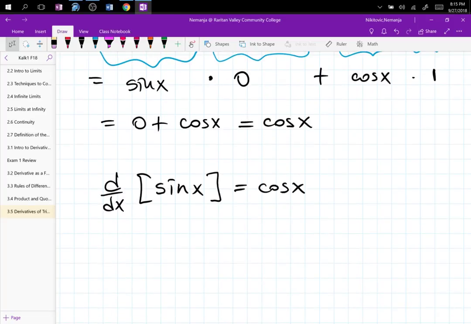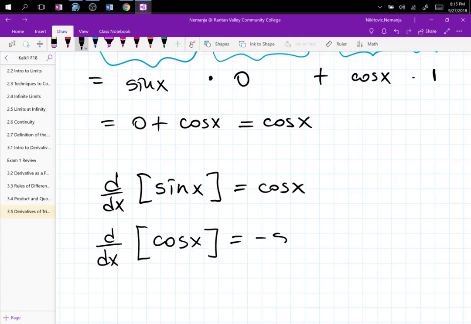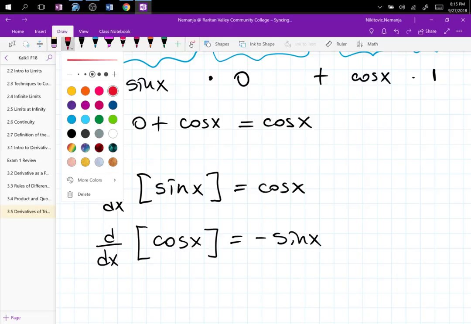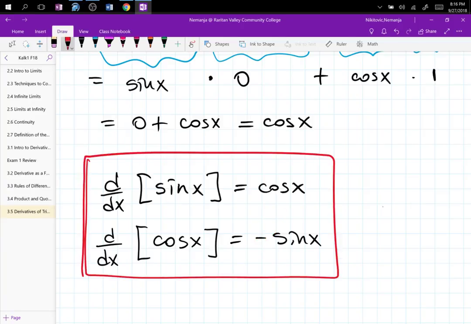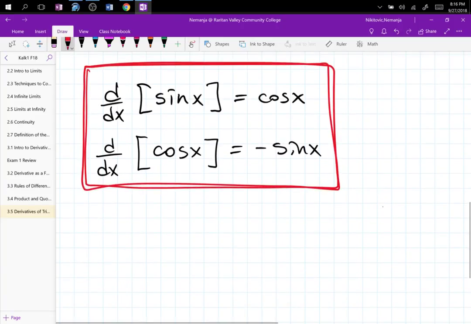So now, I'm going to define that the derivative of cosine x is negative sine x. If you don't believe me, you are welcome to go and do the limit to show that it's indeed negative sine x. So these are the two that will give rise to everything else.